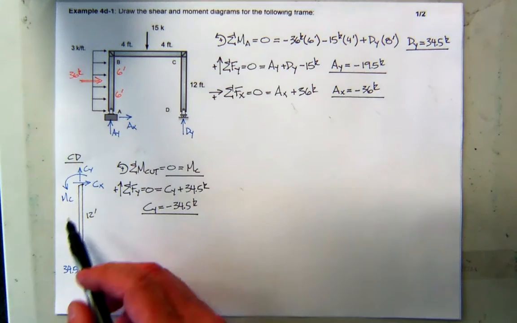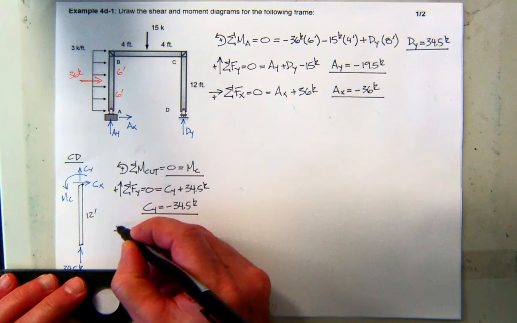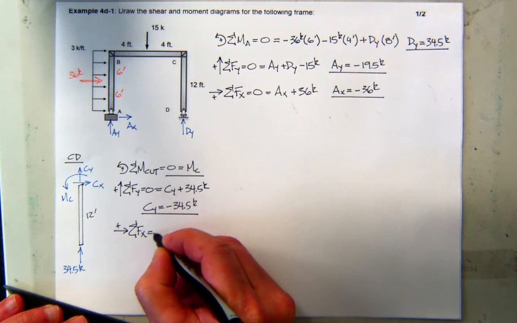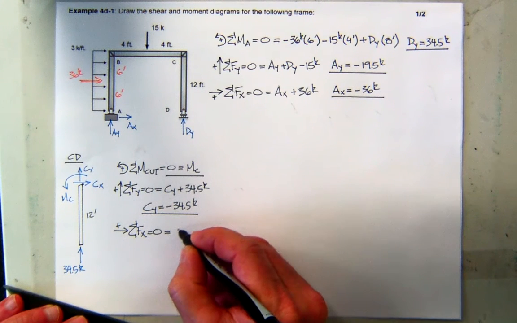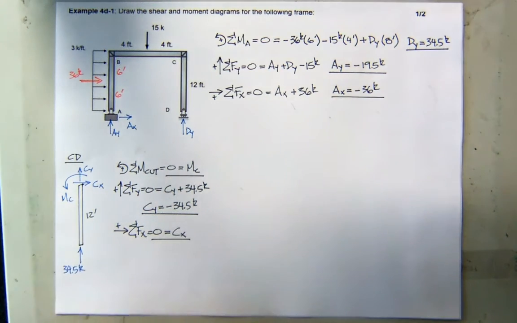The only thing that would cause shear would be CX. And I think if you quickly look at it, you'll see that if I sum forces in the x direction and make sure it's in equilibrium, all I have is CX. So there is no shear and there is no moment in CD. Again, that's going to be a pretty easy one to draw.